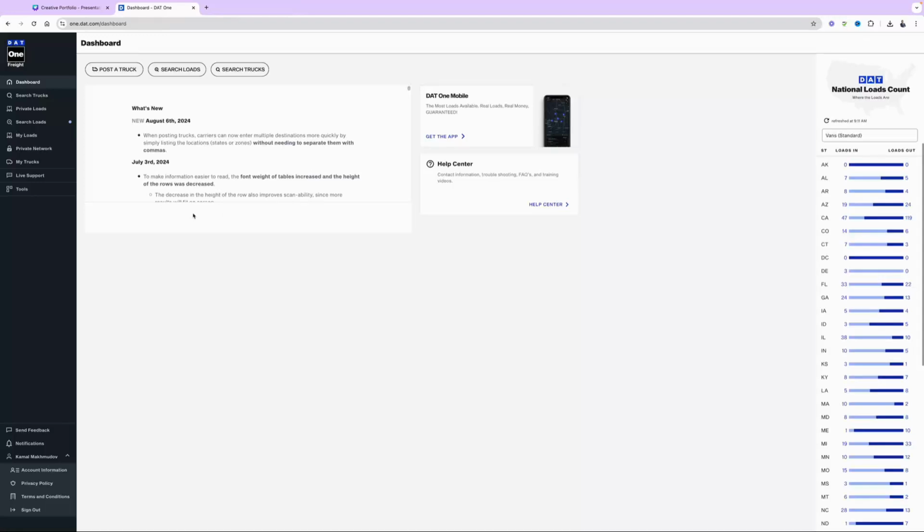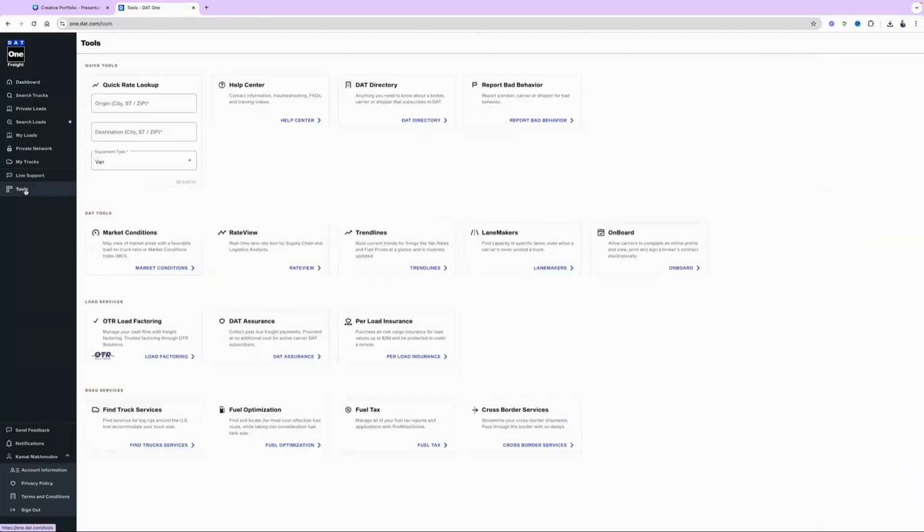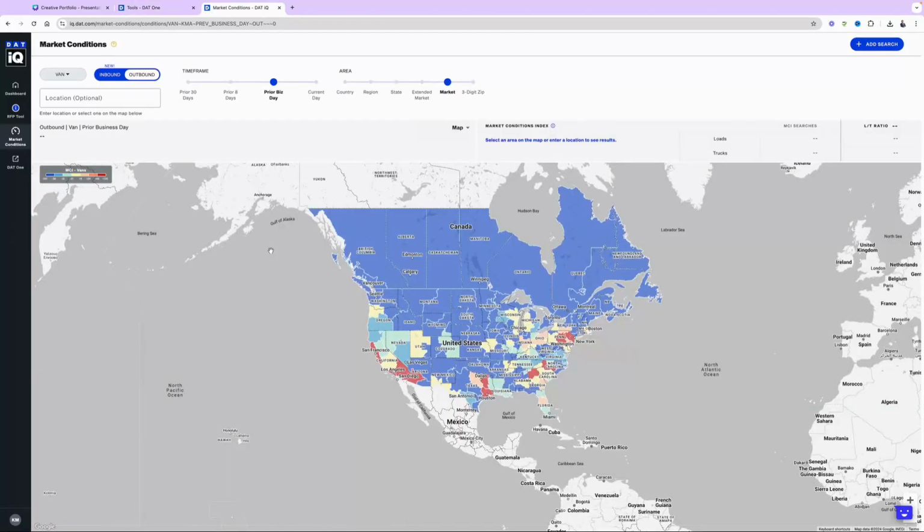Lastly, let's touch on DAT market conditions. Again, go to Tools and go to Market Conditions. This tool provides you with real-time data on the overall state of the freight market, including demand, capacity, fuel prices, and more. Understanding market conditions is crucial for making proactive decisions such as adjusting your rates, repositioning your fleet, or securing contracts during volatile periods.